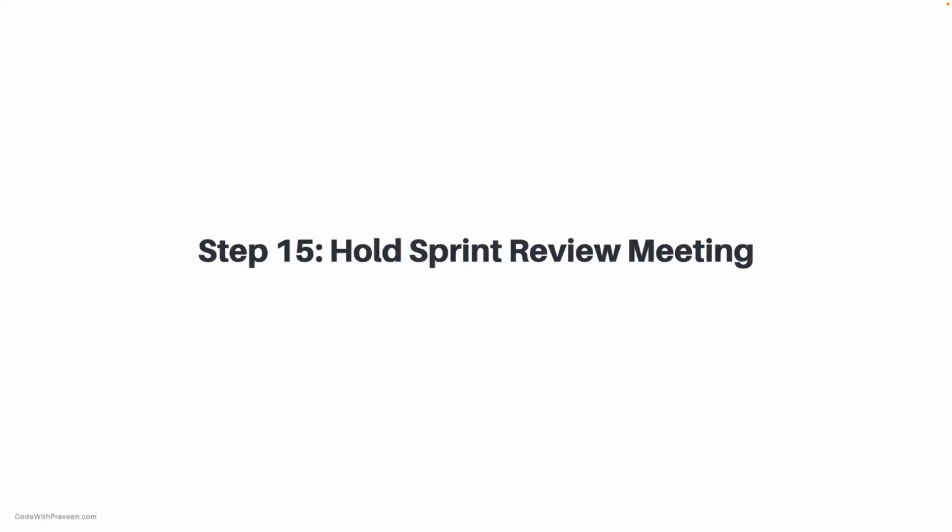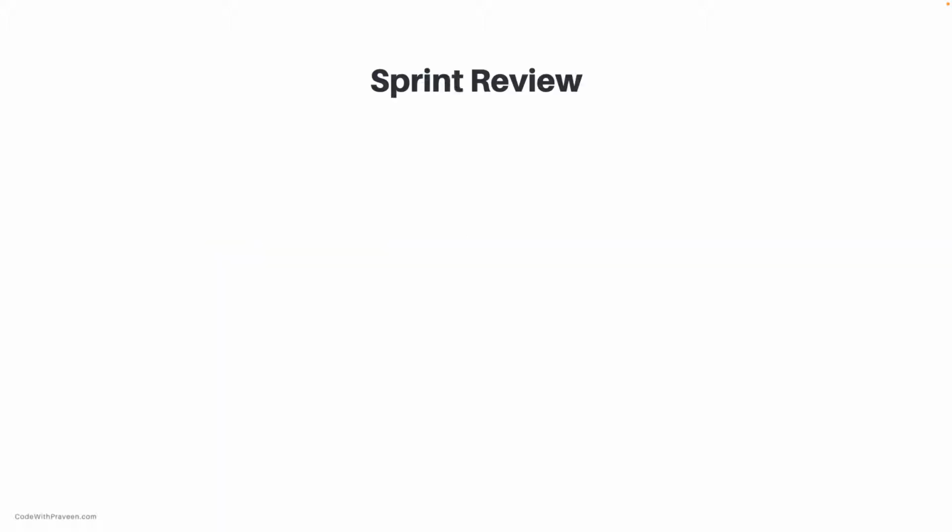In the previous section, you took steps to estimate the backlog items, implement them, and monitor them on a daily basis. Once the team has reached the end of the sprint, usually during the last day of the sprint, you hold the sprint review meeting. Let's check some of the characteristics of a sprint review meeting.